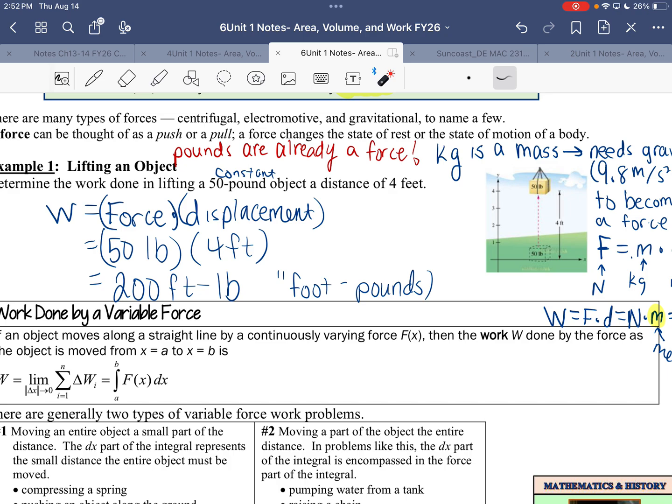You call that pound-feet, like pound-feet of torque in a car? That'd be a way to say it? Yes.